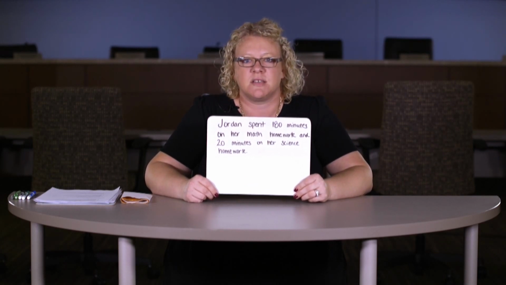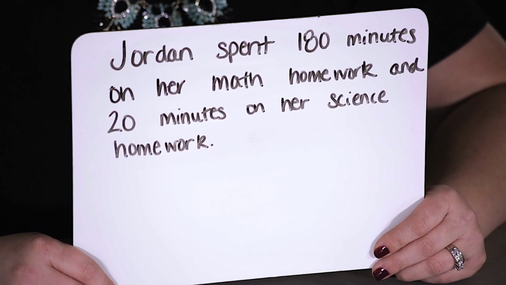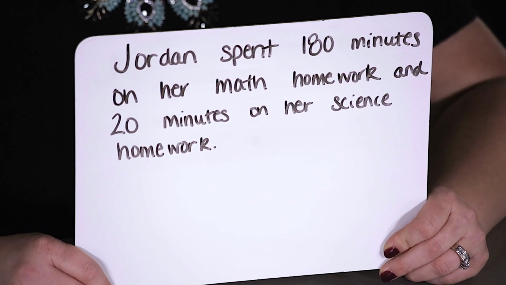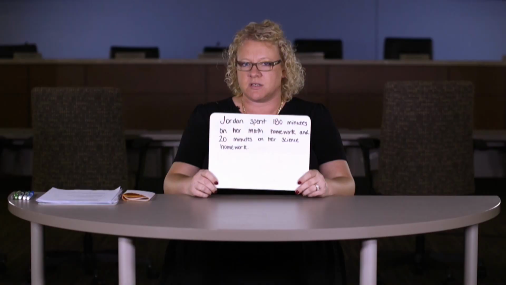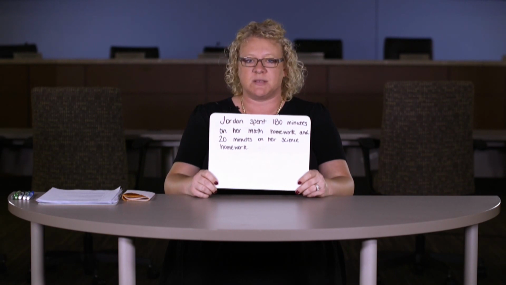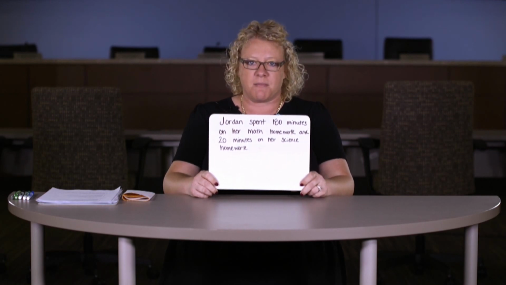And our problem says, Jordan spent 180 minutes on her math homework and 120 minutes on her science homework. And then we're going to write comparison statements for this information. So we're going to compare the amount of time she's spending on her math homework compared to the amount of time she's spending on her science homework. So one of our comparison statements might be, for every 20 minutes she spends on her science homework, she spends 180 minutes on her math homework.